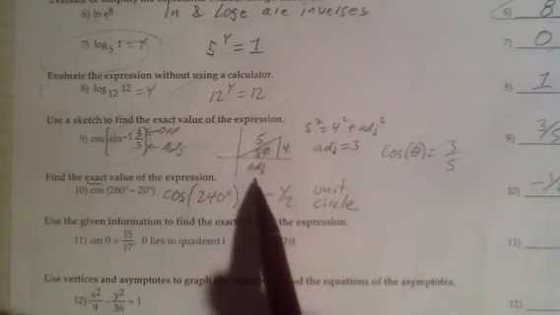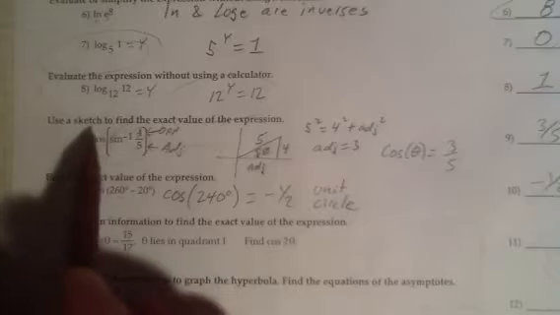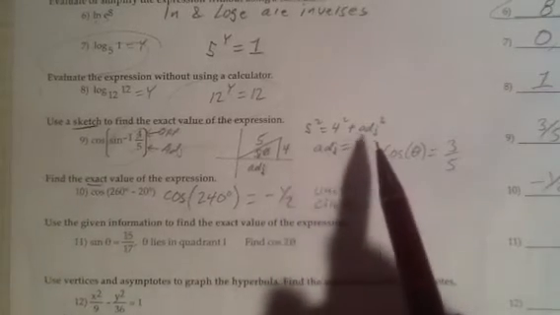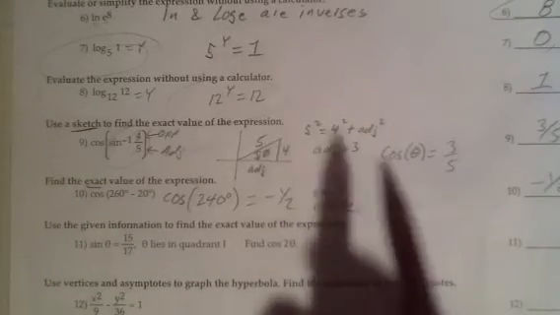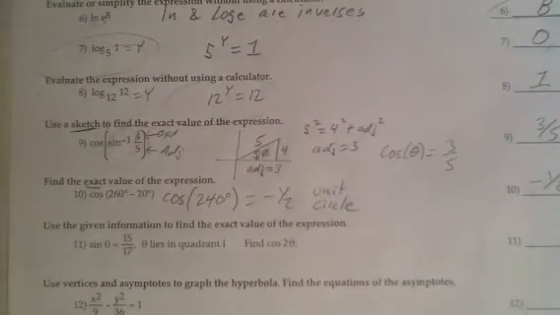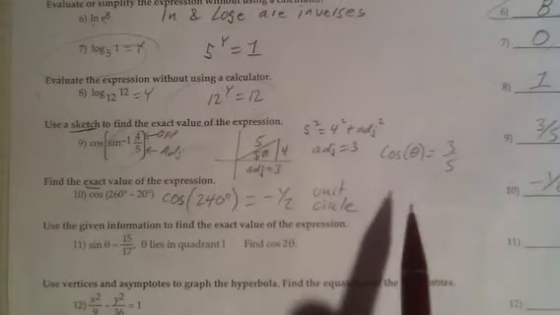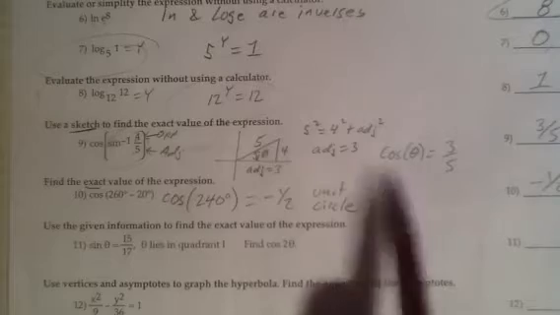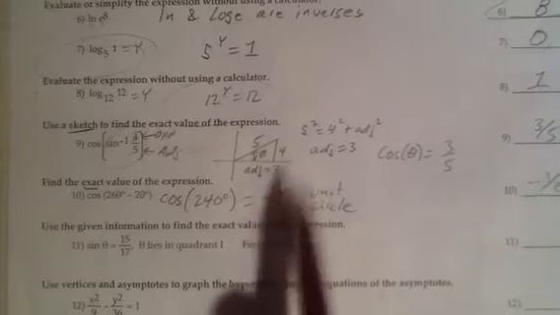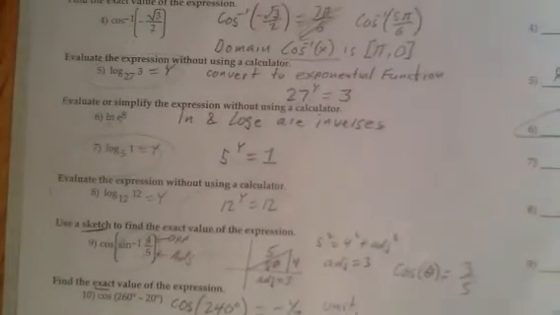So I set up my sketch, and then I use Pythagorean theorem to solve for my side adjacent. Now I have a full triangle, and I know what theta is. Then it asks for the cosine of my angle theta.